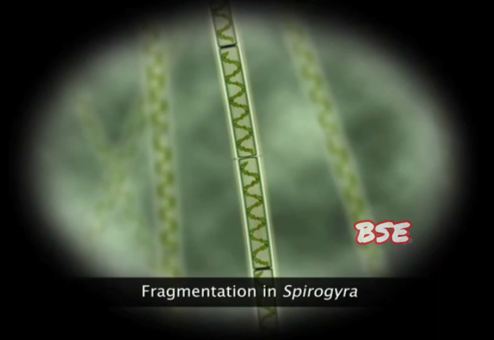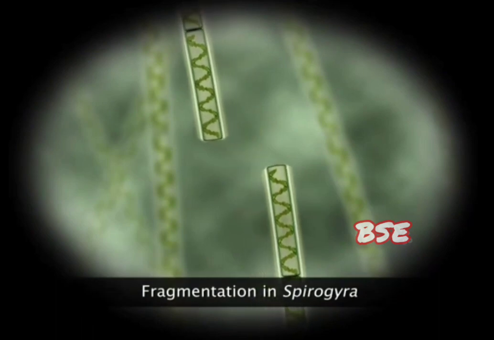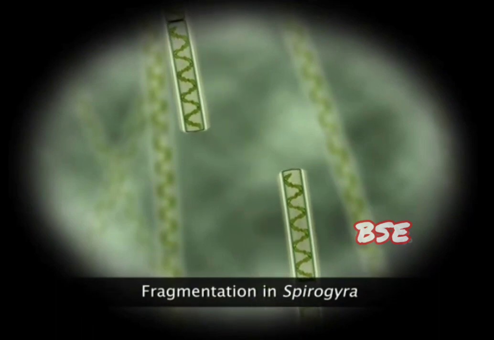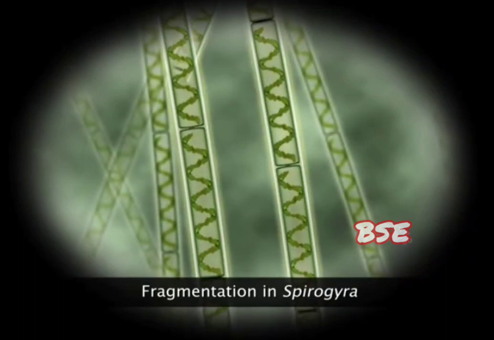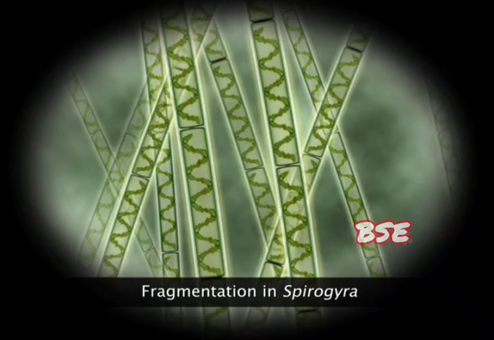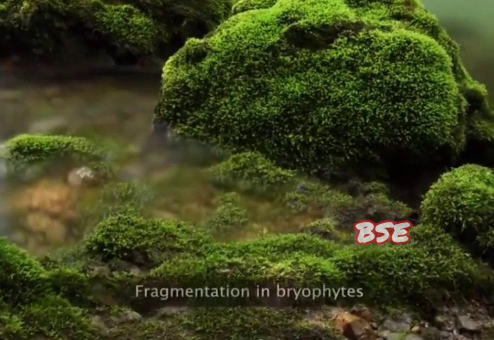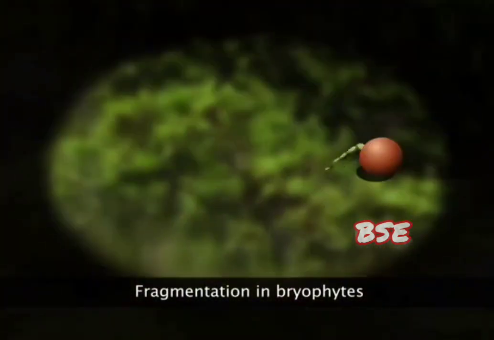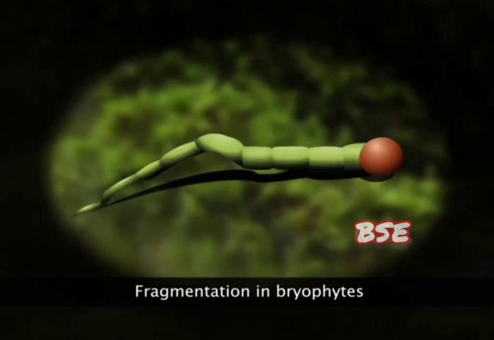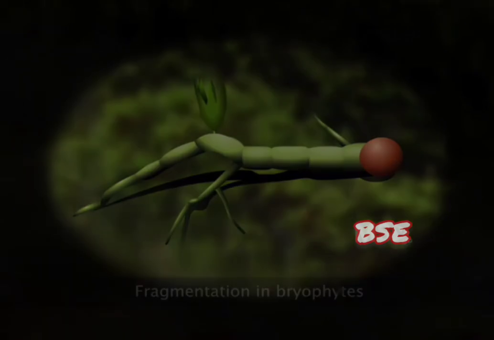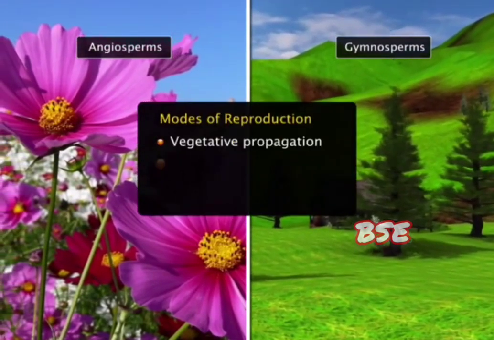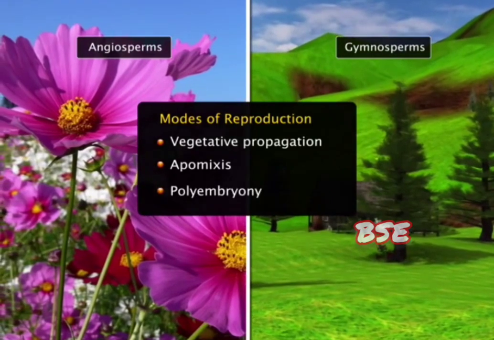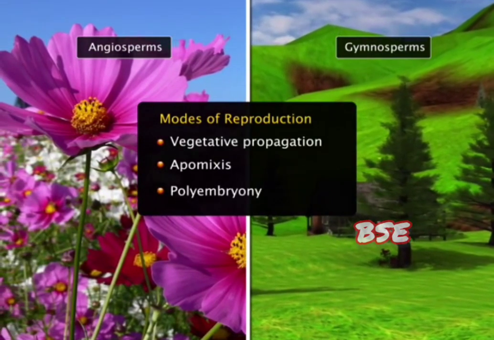The fragmentation seen in Spirogyra is another mode of asexual reproduction. In Spirogyra, accidental breaking of the filament leads to the formation of new individuals that survive independently. Fragmentation is also seen in bryophytes such as moss, where the branching protonema may develop into new plants. Let's look at the different modes of asexual reproduction in gymnosperms and angiosperms in more detail.